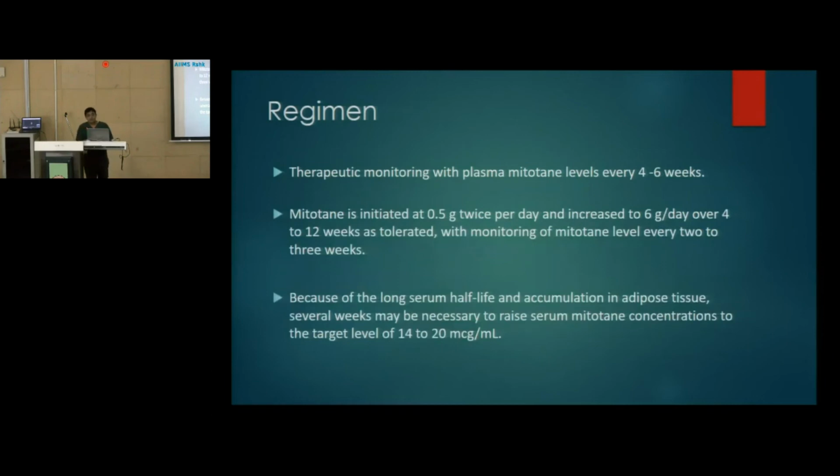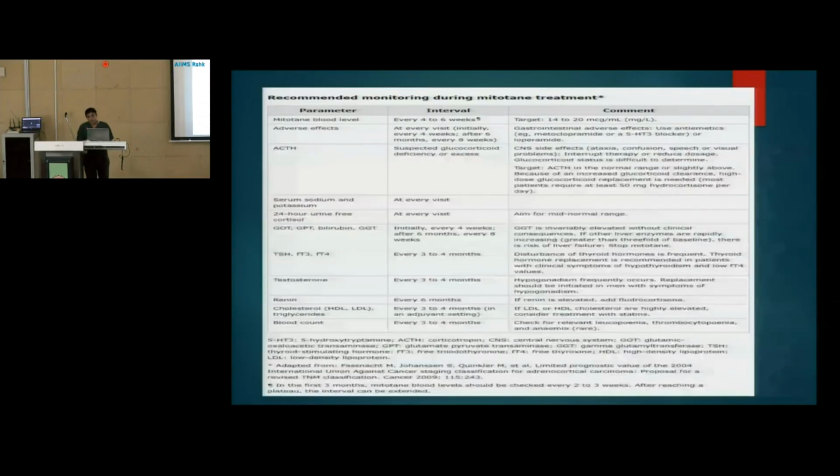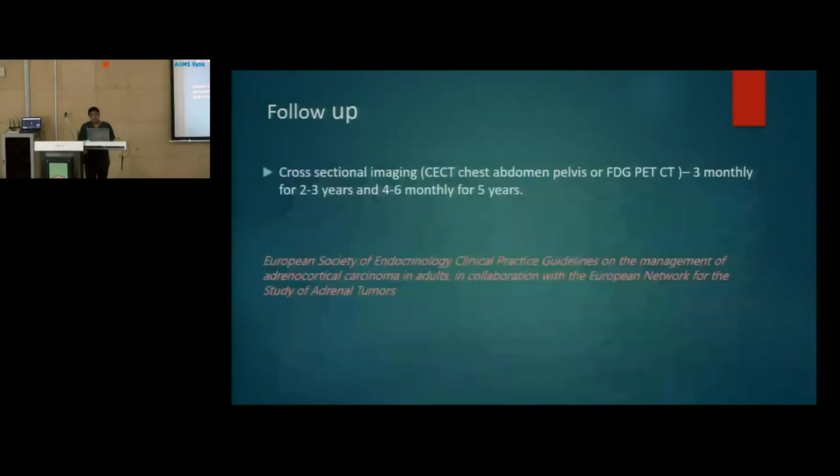Therapeutic monitoring with the plasma mitotane level is advocated every 4 to 6 weeks with a target of 14 to 20 microgram per ml. Mitotane is initiated at a dose of 0.5 gram twice per day and increased to 6 gram per day over 4 to 12 weeks as tolerated. As mitotane has side effects such as hypothyroidism, we have to monitor the thyroid profile, LFT of the patient, and electrolytes. This is the recommended monitoring to be done during mitotane treatment.